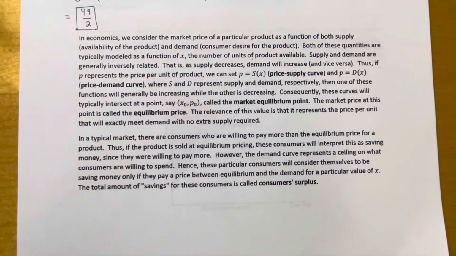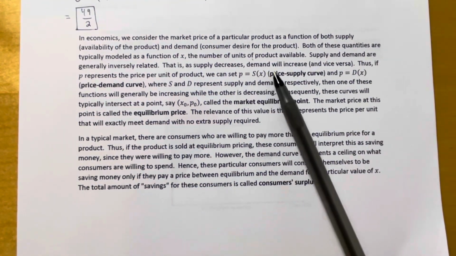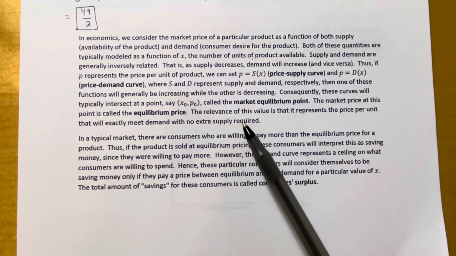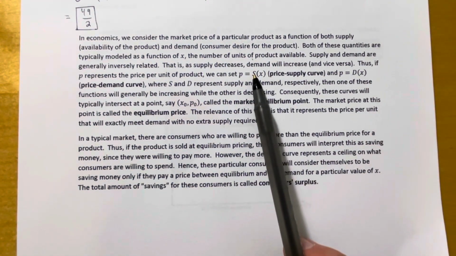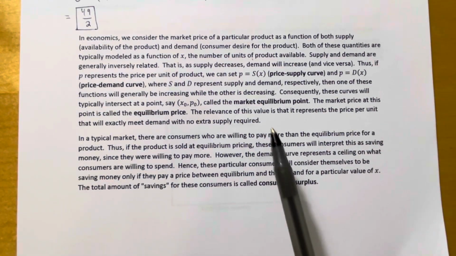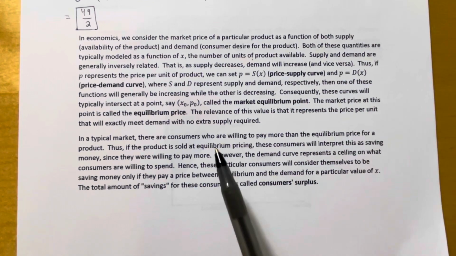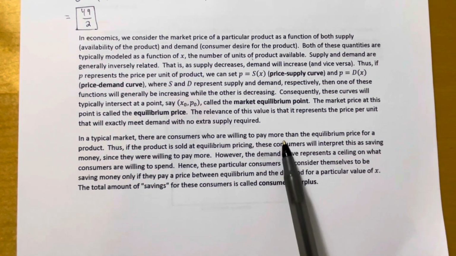So what that means in terms of these functions, if we were to graph them, is that generally one of those curves will be increasing, whereas the other one will be decreasing. And because of that, they will tend to intersect at some point. So if we graphed both of these functions on the same set of coordinate axes, we would see a point of intersection between those two. And that point of intersection is what we call the market equilibrium point.